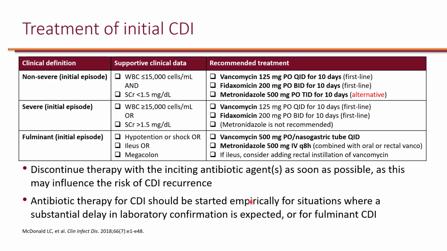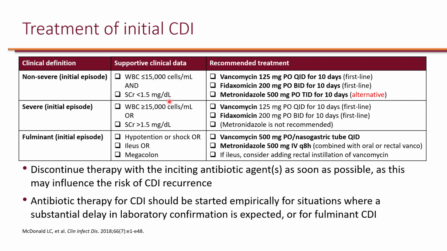Let's take a look at the treatment of initial C. diff infection. So these are patients who have new onset incidence of C. diff infection. Non-severe C. diff is defined as those patients who have a white blood cell count of less than 15,000 cells per ml and their serum creatinine is less than 1.5 milligram per deciliter.